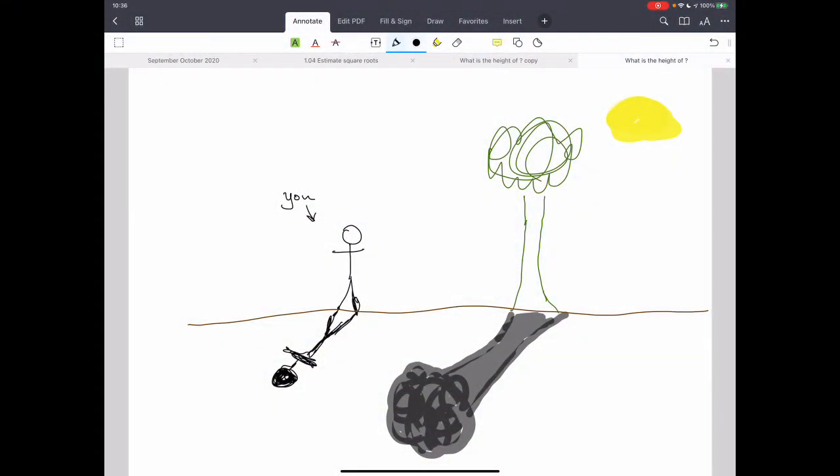Our task today is we're going to indirectly measure the height of an object outside, something really tall. So here's how we're going to do this.